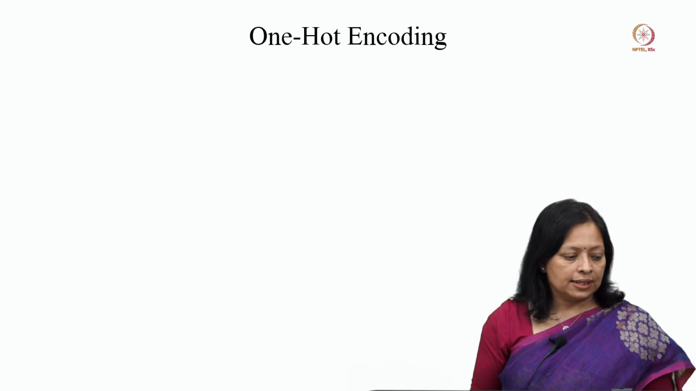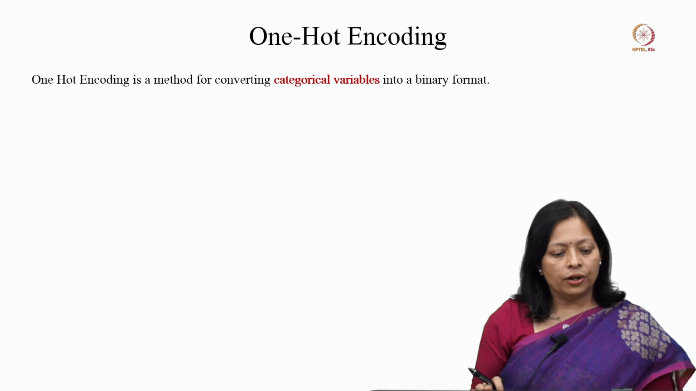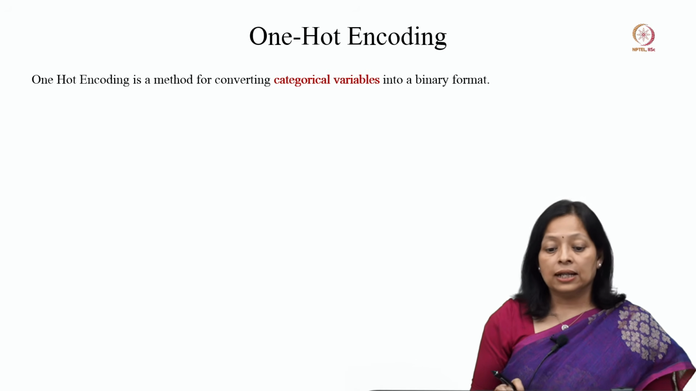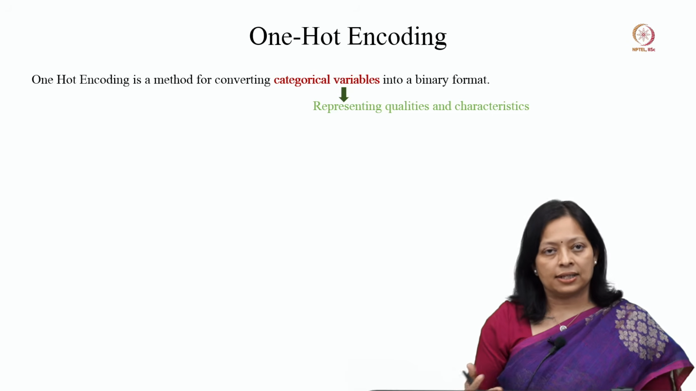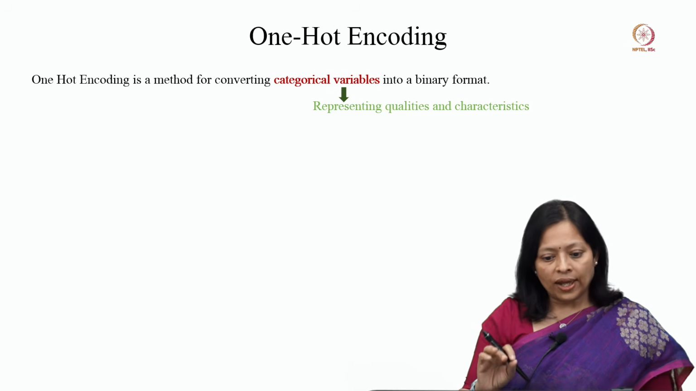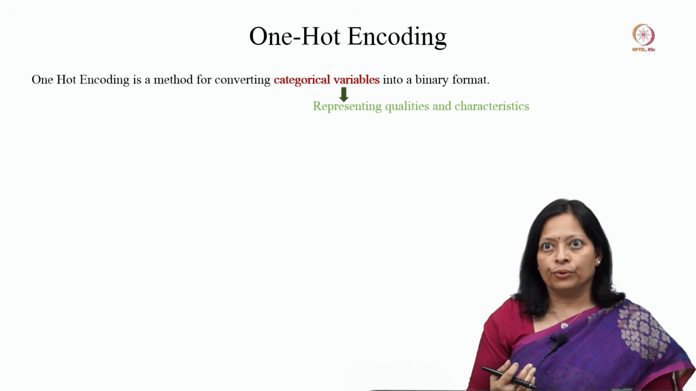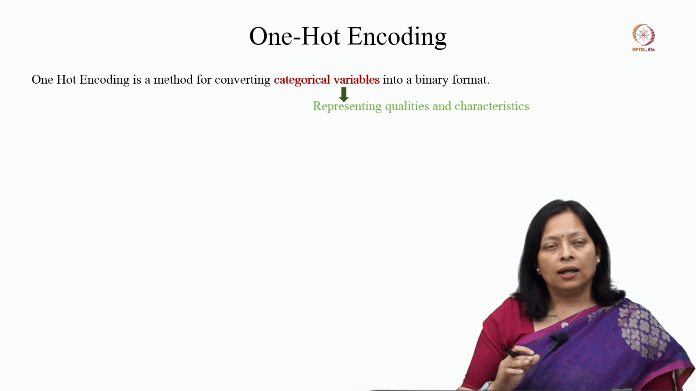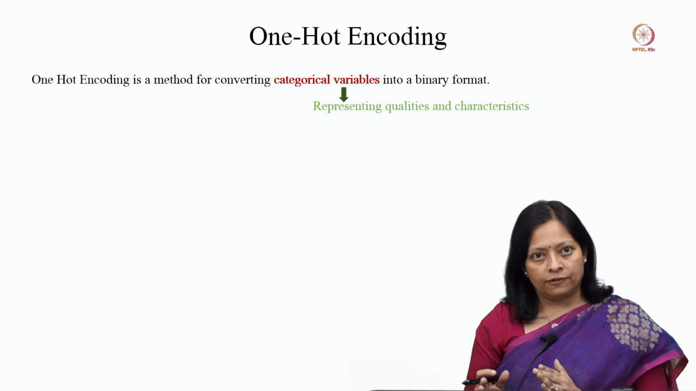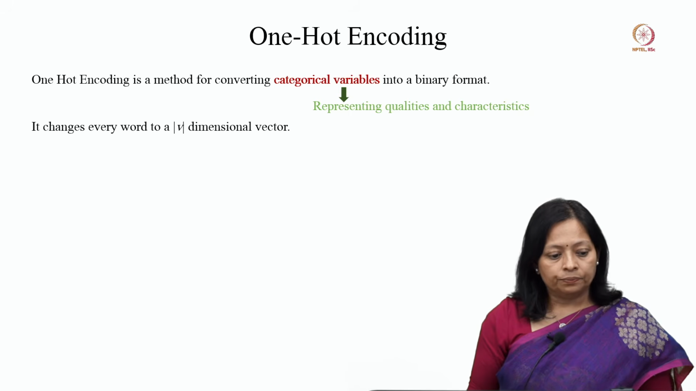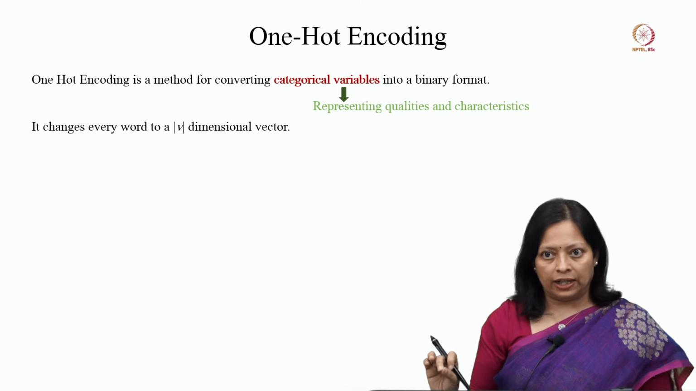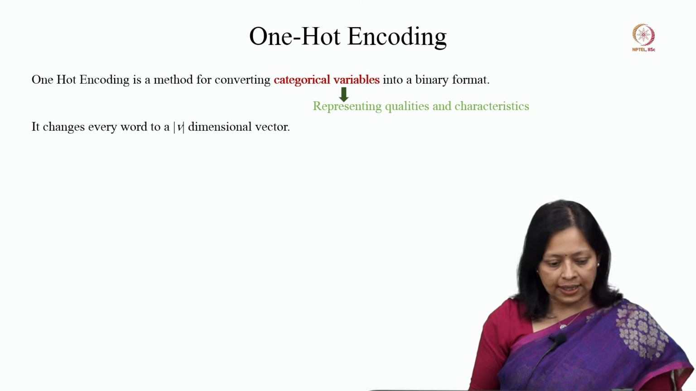Now, we will look into what one-hot encoding is. One-hot encoding is a method for converting categorical variables into binary format. We all know categorical variables represent qualities or characteristics like color. When we have colors like red, green, blue, orange, we have to change them into some binary format for processing further. One-hot encoding changes every word to a V-dimensional vector.